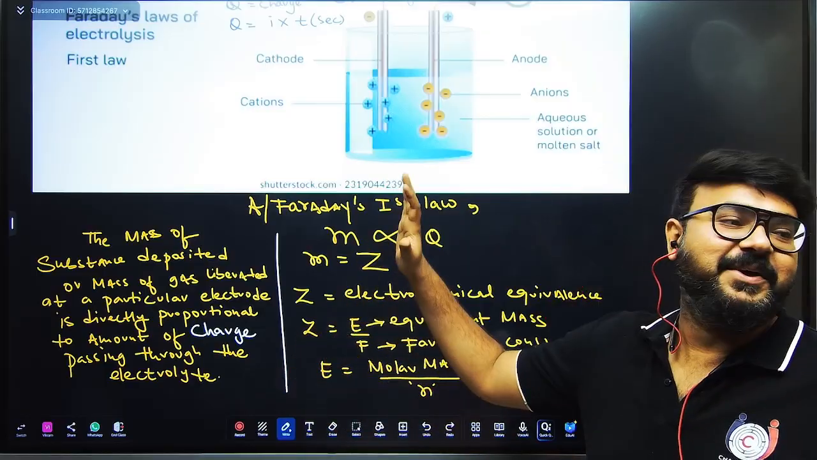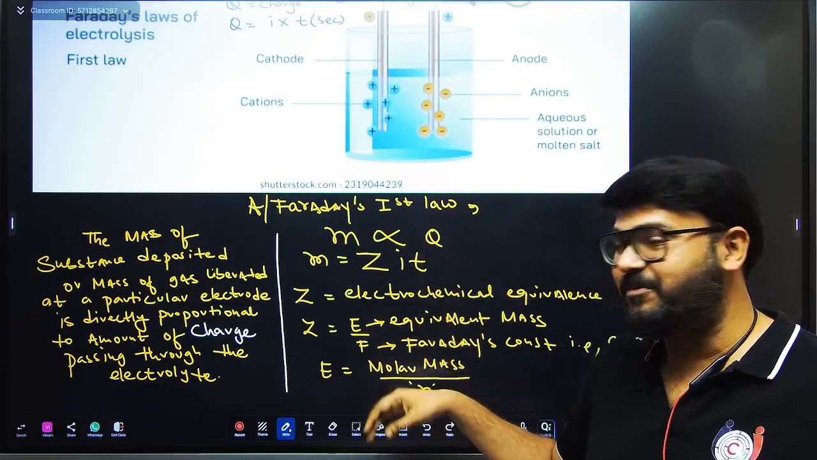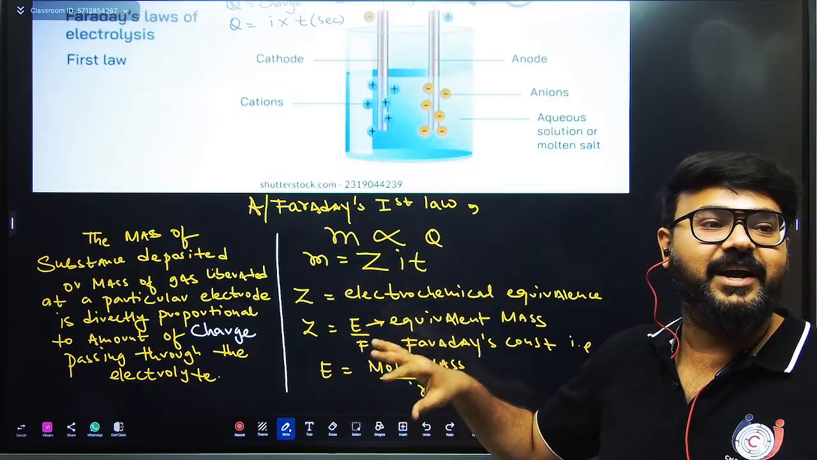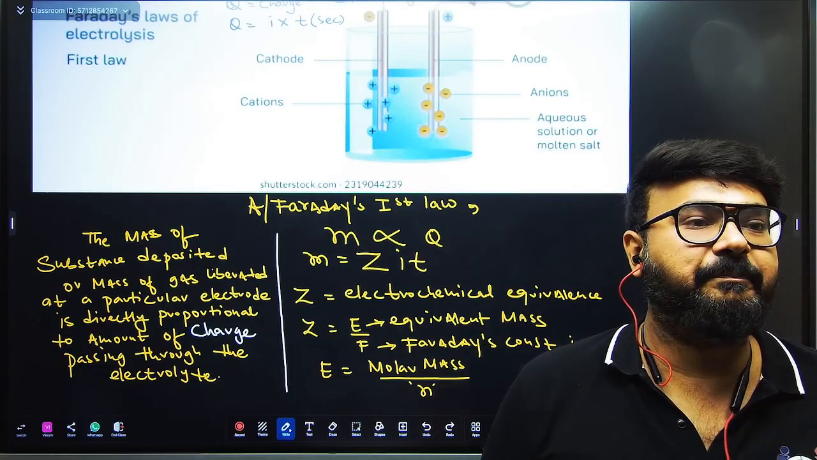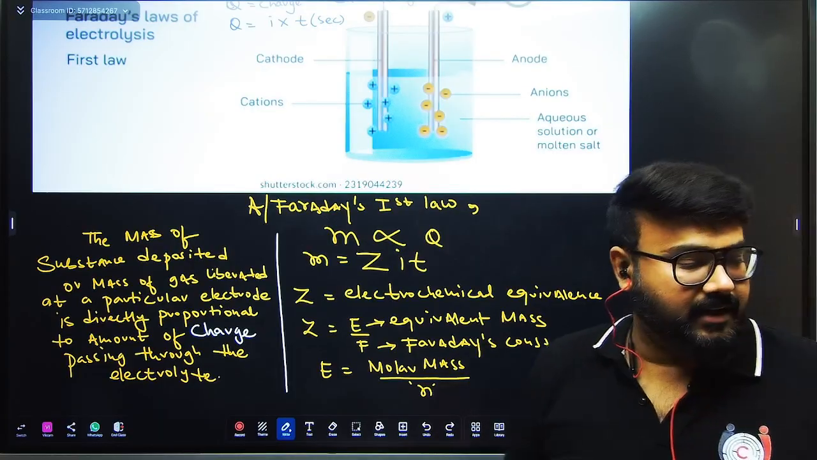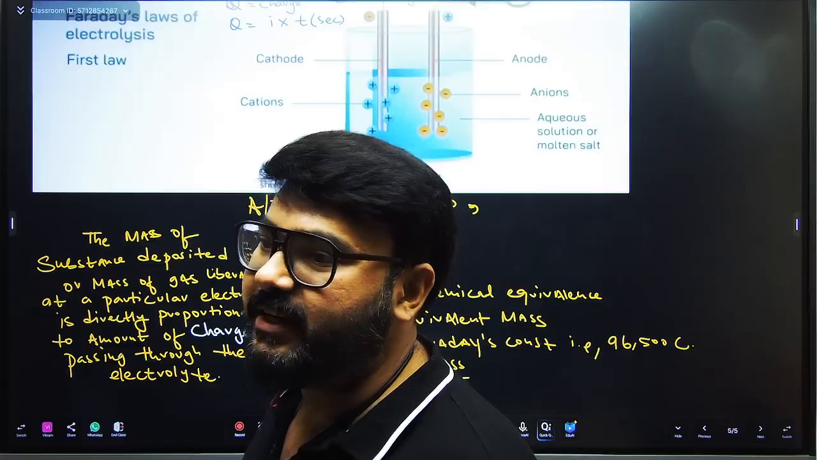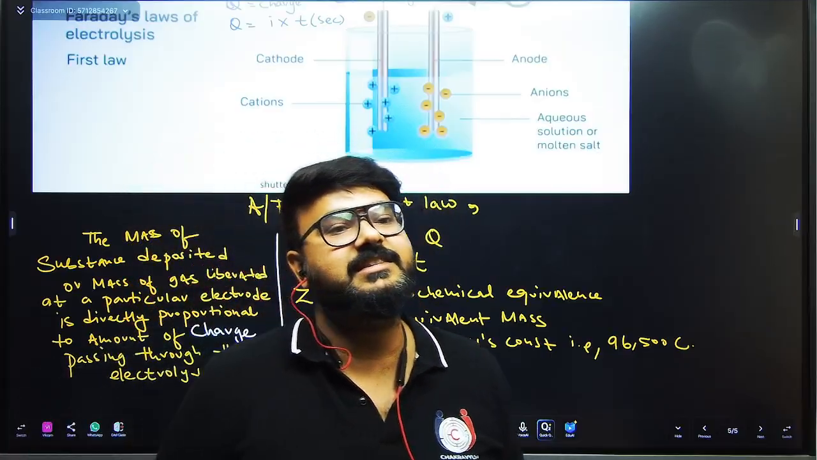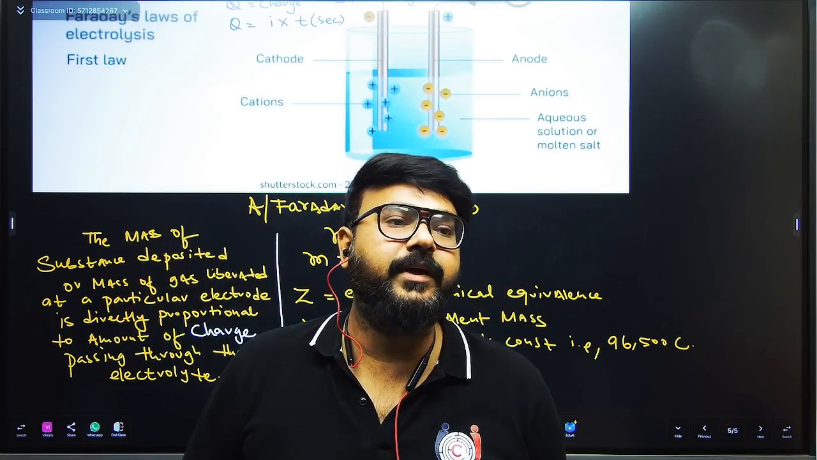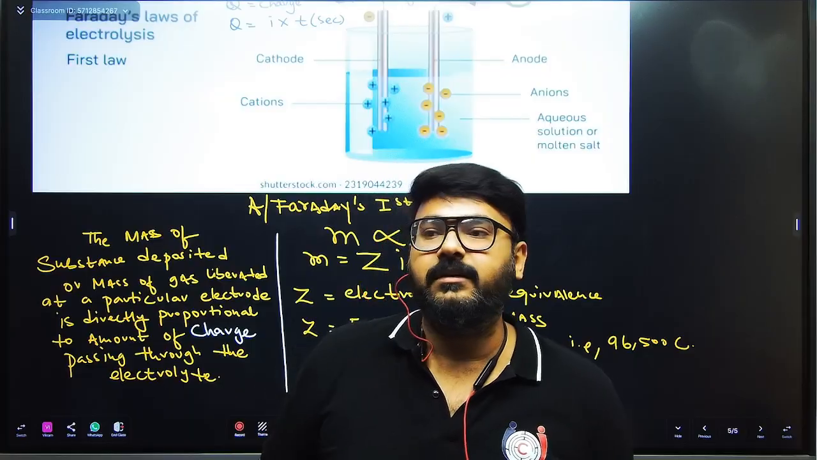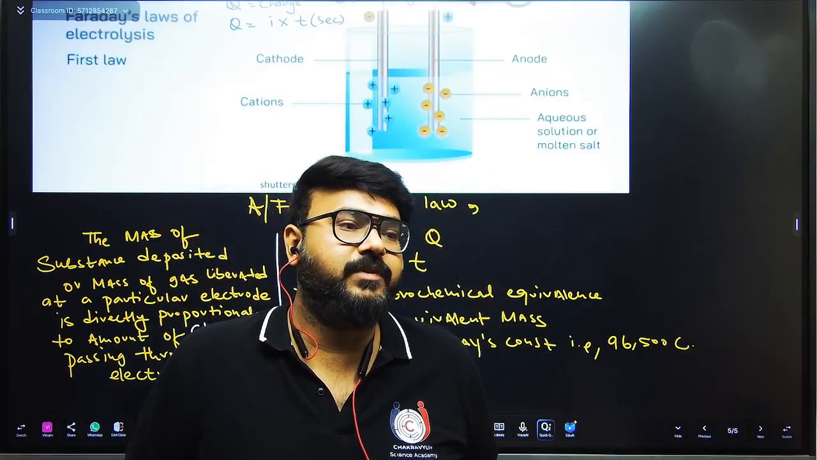Remember this: if one electrolyte is there, it talks about the first law, then you'll use these formulas. If it is two electrolytes, then it is the second law. Second law we'll discuss in tomorrow's class. Tomorrow we are studying conductivity, conductance, resistance, all these things, and we are also completing the second law. After that, only Kohlrausch's law will be left.